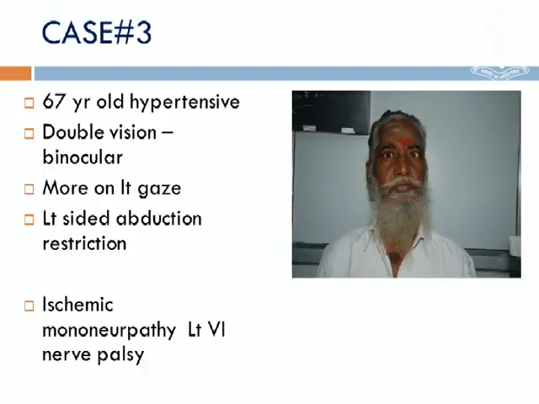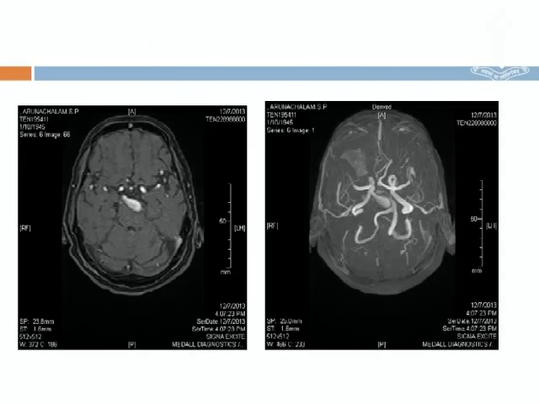The next is a 67-year-old hypertensive who presented with double vision on binocular gaze, which was present more on left gaze. This was diagnosed as an ischemic 6th nerve palsy. He was following up with us at 2 months. Initially we diagnosed it as 6th nerve palsy, but after 2 months his diplopia persisted. He didn't show any signs of improvement. We went ahead with imaging. This is the 9 gaze picture, which showed an aneurysm on the basilar artery which was compressing the 6th nerve.